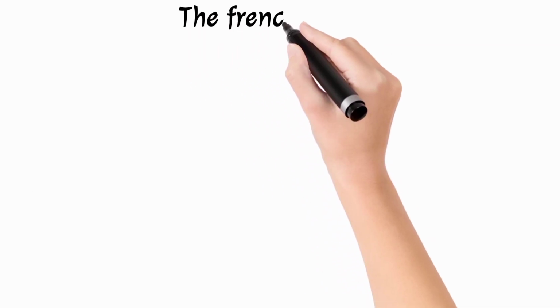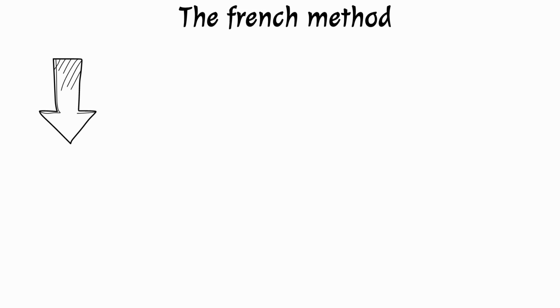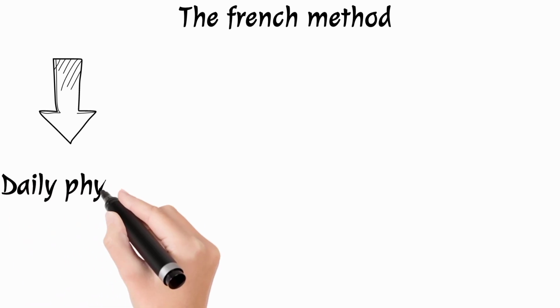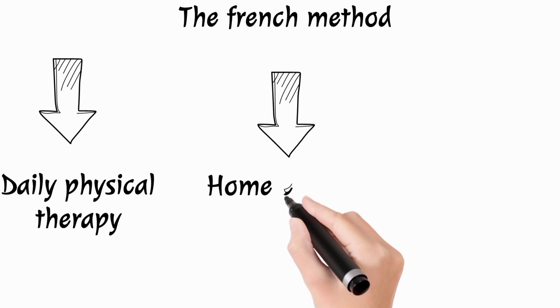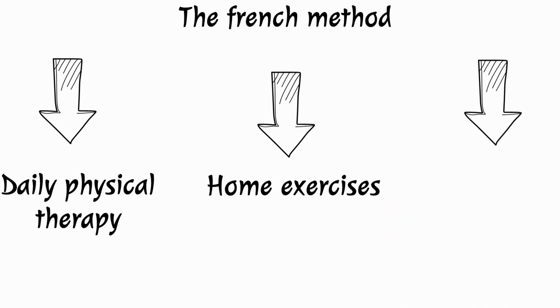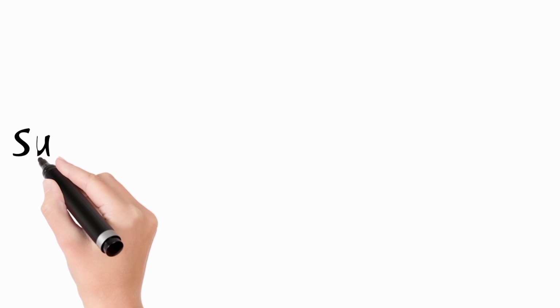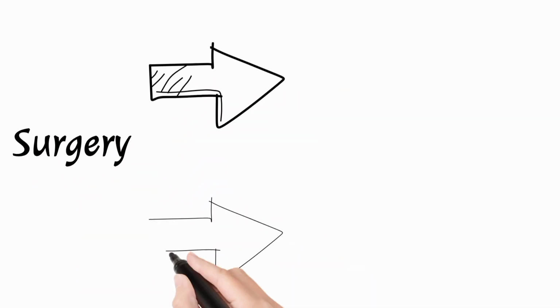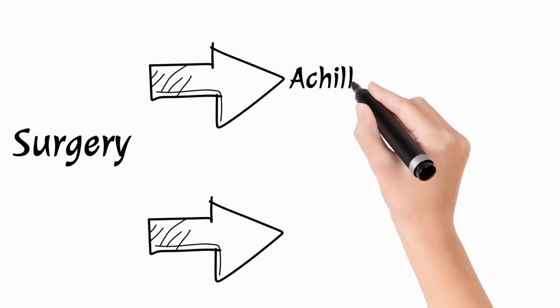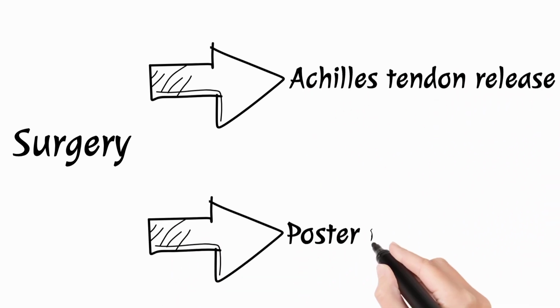The French method is more conservative, non-operative. It involves physical therapy for the first 2 months, followed by 4 months of therapy at a rate of 3 times a week. Home exercises, to strengthen the muscles, and splinting to help in immobilization. Obviously, surgery is also an option. Surgical procedures which can be done include Achilles tendon release and posteromedial release.